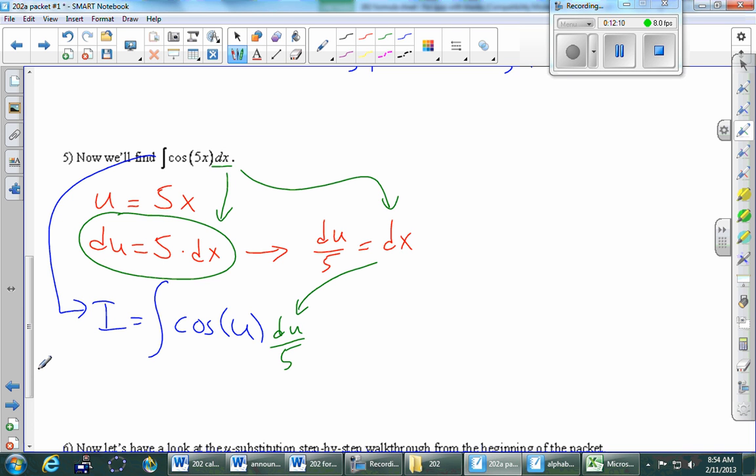Other questions on how we decided to divide by 5? Okay, so let's take this integral now. I'm going to take any constants that I find and bring them out to the front. So what can I pull out? 1/5, right? That 5 is on the bottom, so it stays on the bottom. And then I'm just going to copy down the rest of the integral, cosine of u du.